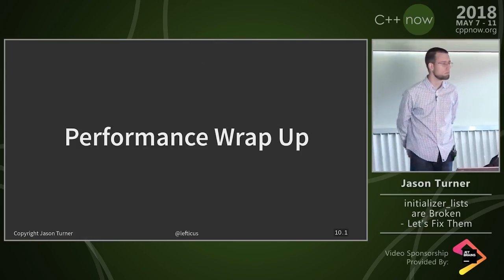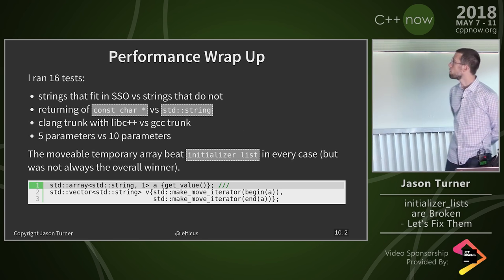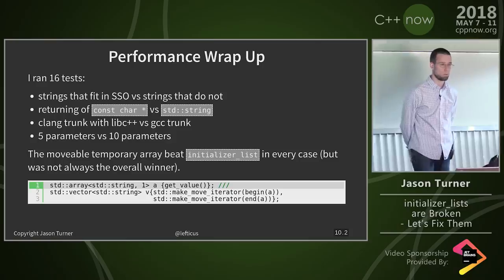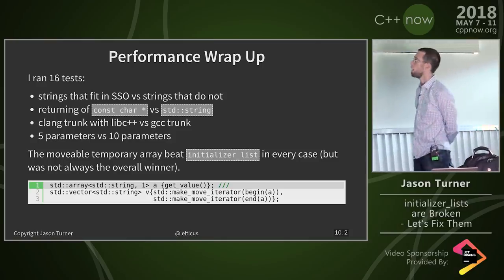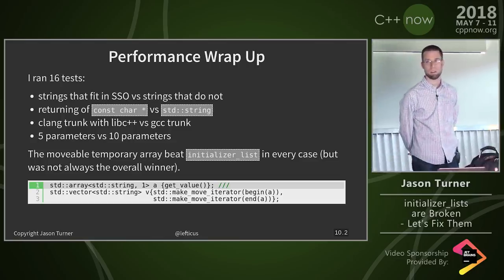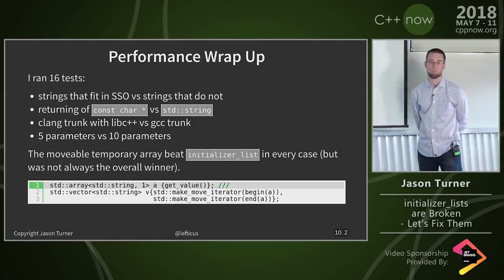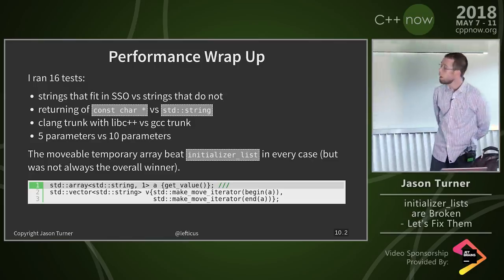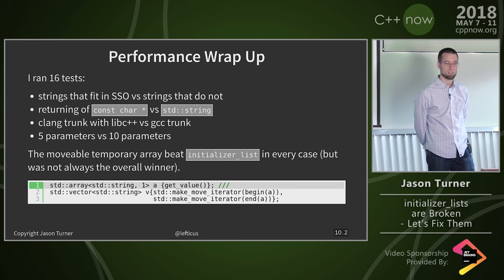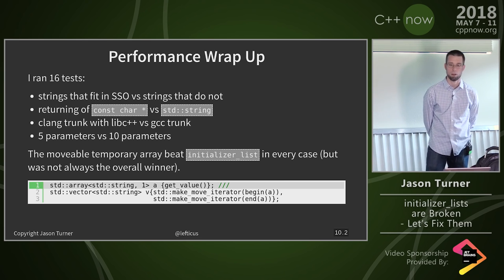So, moving a little fast. We'll see. I think I slow down here in a little bit. I ran a total of 16 tests that consisted of strings that fit into the small string optimization and strings that did not. And I ran versions that returned the const char star versus versions that returned a standard string from my lambda. And I compared clang trunk with libc++ versus gcc trunk with its libstdc++. And I compared 5 parameters versus 10 parameters. My movable temporary array beat initializer list in every case, but it was not always the overall winner. As we saw, the in-place back in some cases can be better.